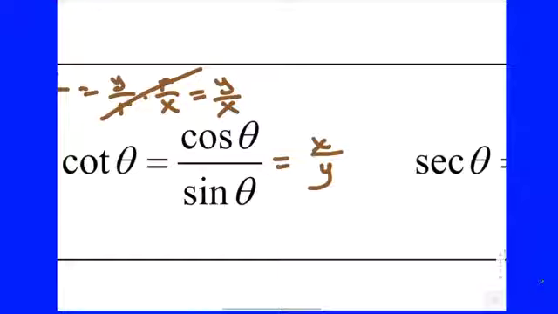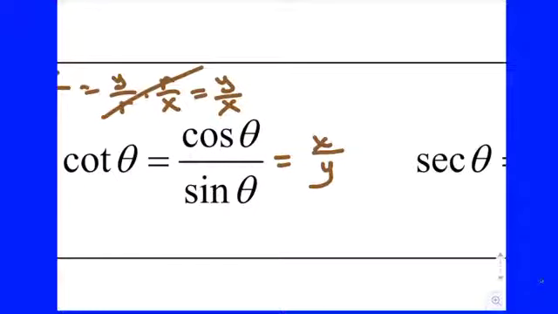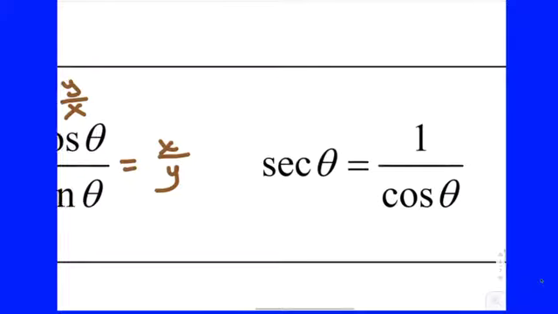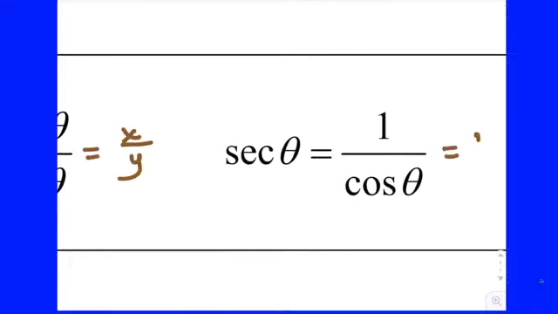How are we going to find the secant then? These are the ones we just did. Secant is the reciprocal of what? Cosine. Don't we know the cosine? We do. So it's 1 over x. All you got to do is flip the x coordinate. Flip the x coordinate on the unit circle.